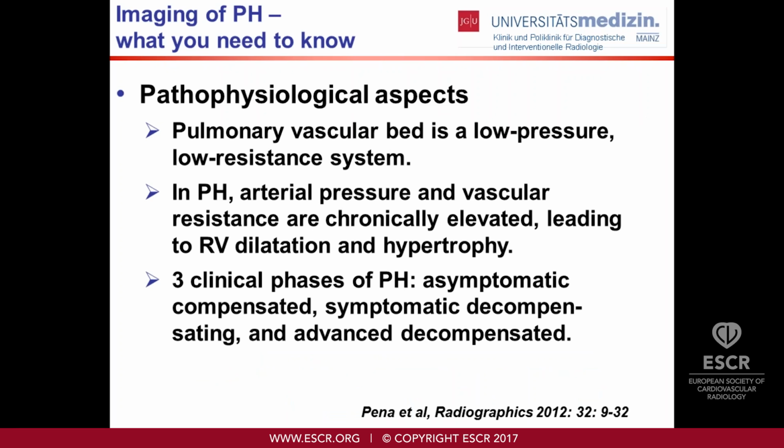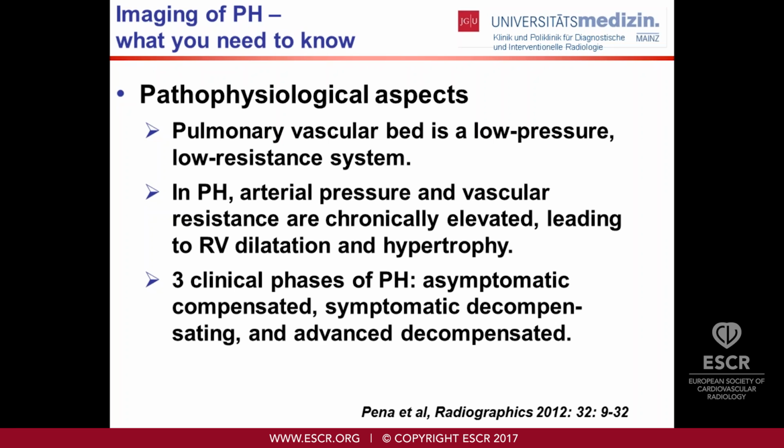Before we start with this topic, I just want to point out some pathophysiological aspects. The pulmonary vascular bed is a low-pressure, low-resistance system. In pulmonary hypertension, we have a chronic elevation of the arterial pressure and the vascular resistance, and they finally lead to an impairment of the right ventricular function in the form of right ventricular dilatation and hypertrophy.